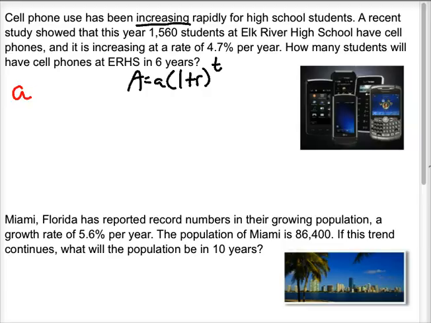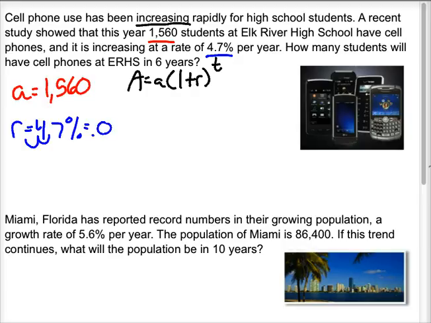I need my initial amount. Well, it says currently 1,560 students have cell phones. Then I have the rate, 4.7%. But to change that to a decimal, I move the decimal over twice. That's going to be 0.047. One thing to remember with these decimals is making sure you use that placeholder 0 when you need to. But moving it over twice this time, I need that 0 there.